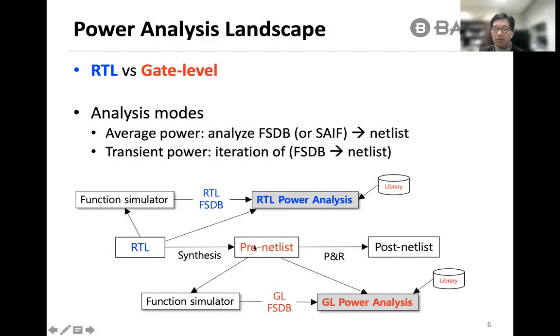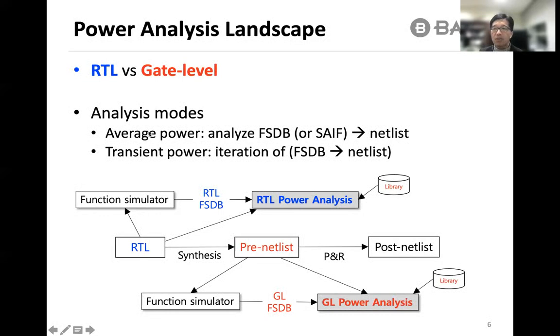In gate level power analysis, either pre-layout or post-layout netlist is simulated to extract the gate level FSDB. The netlist and FSDB are processed to get the power numbers. In both RTL and the gate level, the analysis can be performed in two different modes.